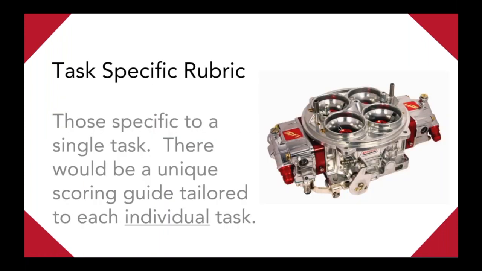On to the task-specific rubric. So the task-specific rubric, think of those as specific to single tasks. There would be a unique scoring guide tailored to each individual task. So as we look at this carburetor, it might be the opening of one of those holes at the top to let gas spray in. So we may just be looking individually at how that little thing opens and closes. That would be task specific.